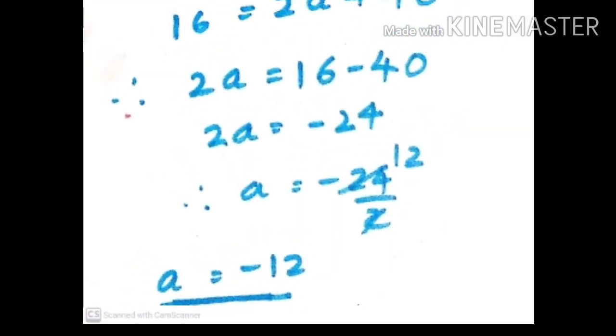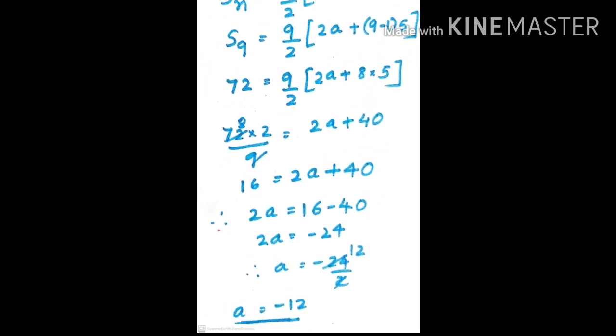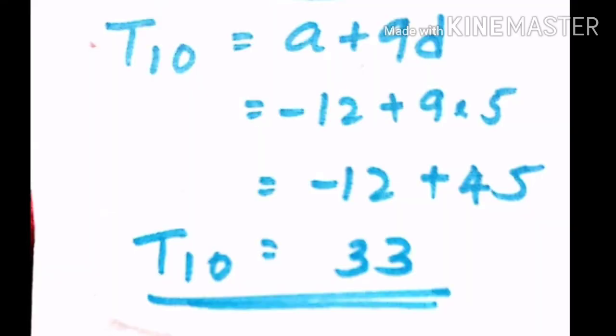Now here A is equal to minus 12. Finally, taking the term 10 formula, T10 is equal to A plus 9D, is equal to the value of A, minus 12, plus 9 multiplying the D value 5, is equal to minus 12 plus 45. Now 45 minus 12 is 33. So we get T10 as 33.